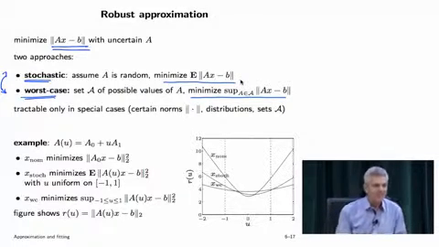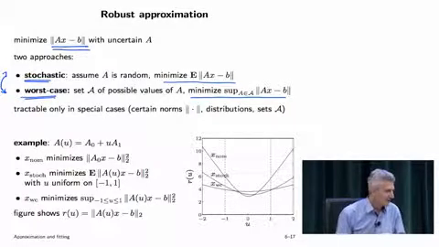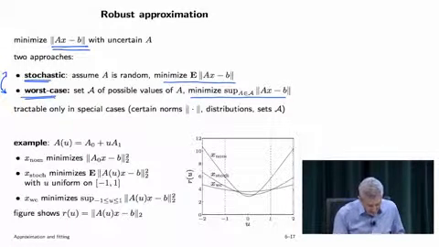That doesn't have a name. Yeah, it does. It's called stochastic optimization. But okay, so that's the idea.